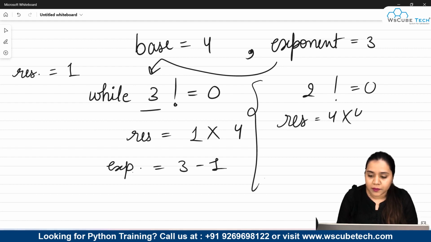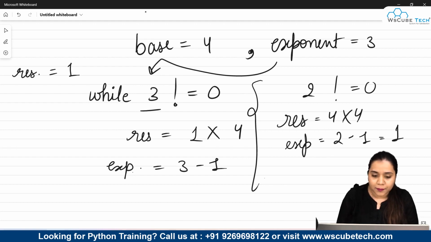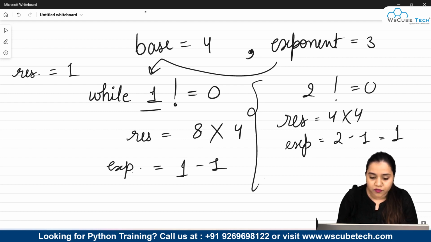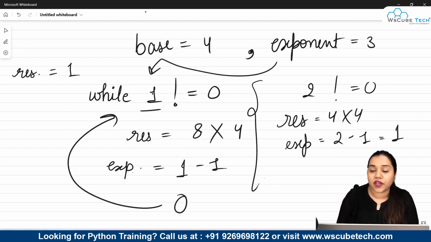4 multiplied by 4, and the exponent this time, from 2 we will subtract 1. So exp will become 2 minus 1, that would be again 1. And again the iteration will happen, and again here instead of 3 it would be 1. And while 1 is not equal to 0, now 4 times 4 is 8. So instead of 1, there would be 8 multiplied by 4, and instead of 3, here it would be 1. So 1 minus 1 will become 0, and the condition will not be satisfied now.